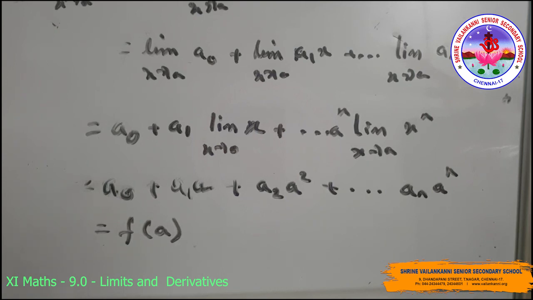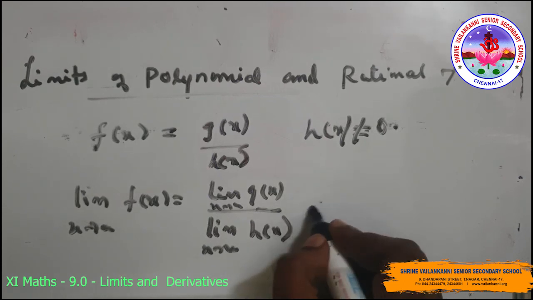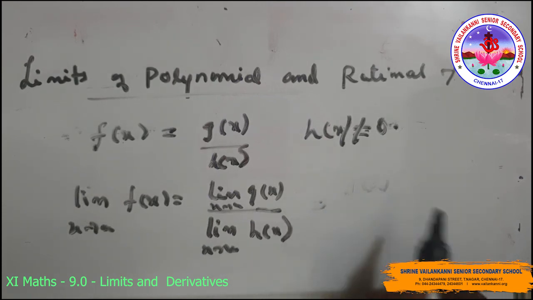Then a function is said to be a rational function if f of x equals g of x by h of x, where g of x and h of x are polynomials such that h of x is not equal to 0. Then limit x tends to a of f of x equals limit of g of x by h of x, which is equal to limit x tends to a of g of x by limit x tends to a of h of x, which is equal to g of a by h of a.